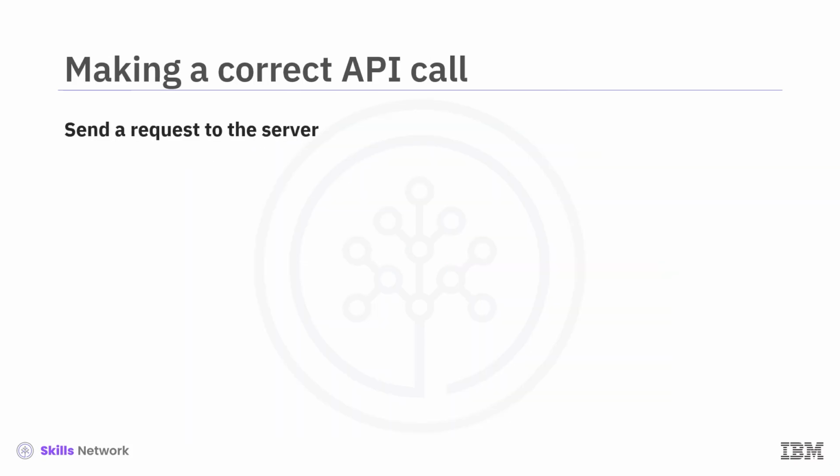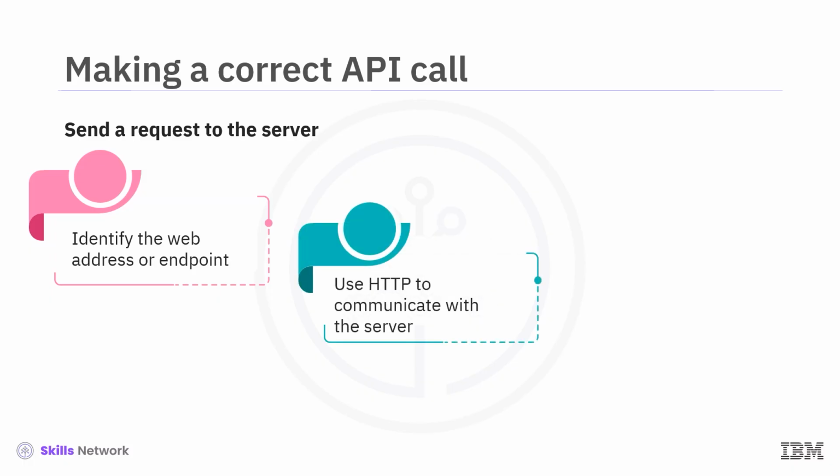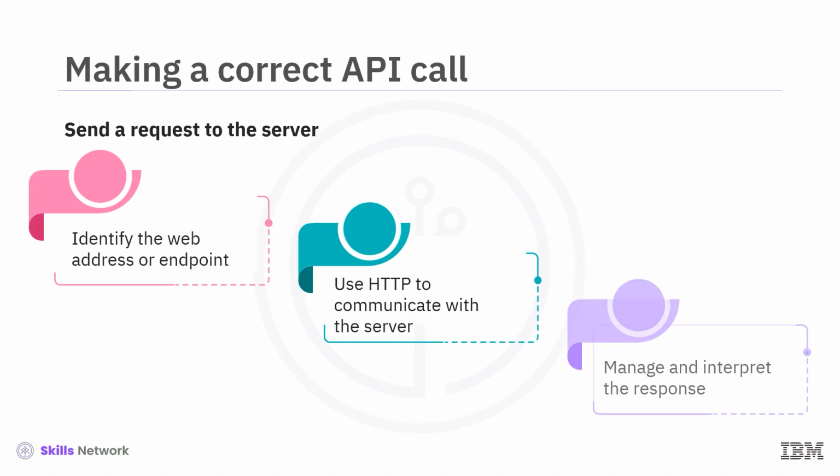You can follow these steps to make a correct API call. First, identify the web address or endpoint from which you want to fetch the data. Next, use a package called HTTP to communicate with the server holding that data. You can use HTTP GET or HTTP POST based on the nature of your request. Next, you will have to interpret the response from the API, which will be in a JSON format.